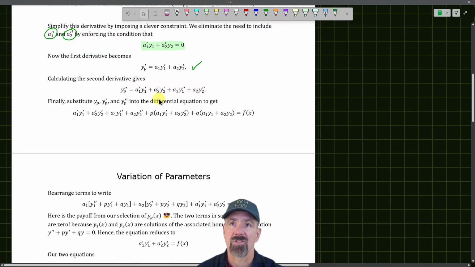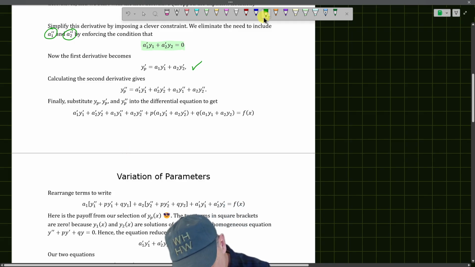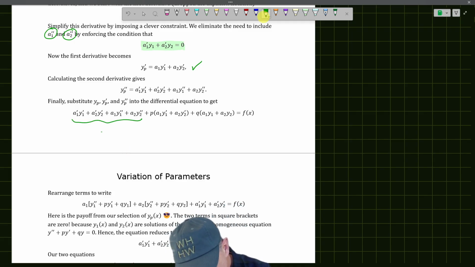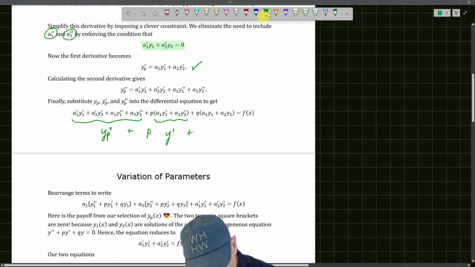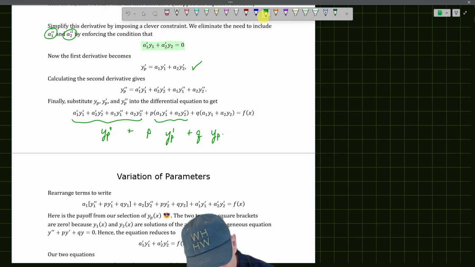Now what we're going to do is, of course, find the second derivative. Again, product rule. And when we apply the second derivative, we're going to end up with this item here. Now we have the first and second derivatives. We're going to plug these back into our differential equation. And we can see clearly this piece here is yp double prime, and then we have plus p times this piece, which is y prime, and then plus q times this last piece, which is y. And of course, these are all the particular solution pieces, and this is f of x.